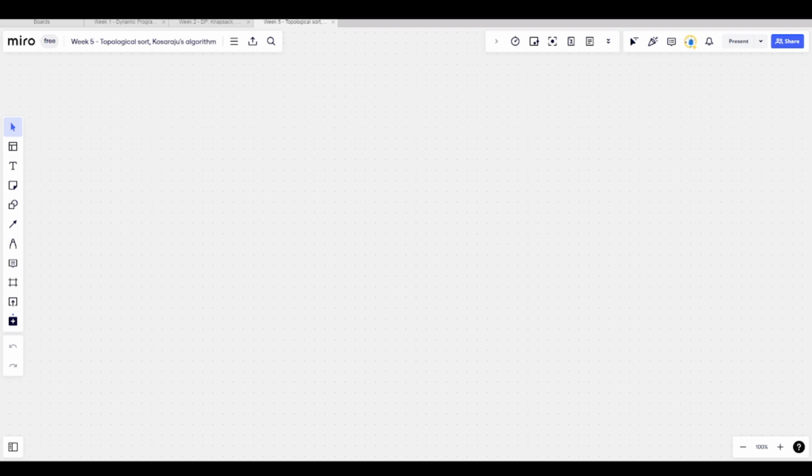Hello? I finally fixed my graphic tablet, and today we are going to talk about topological sort and Kosaraju's algorithm. I can demonstrate my display now. So, topological sort. Okay.